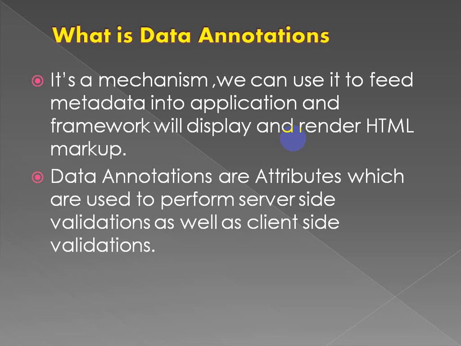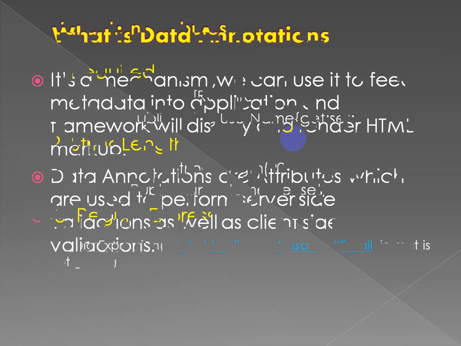Data annotations are a mechanism we can use to feed metadata into the application, and the framework will display and render HTML markup. It means that if you are using data annotations, then some kind of metadata or HTML data will be rendered as per the jQuery concepts. I will discuss it practically, but at this time I am telling you in words. Data annotations are attributes which are used to perform server side validation as well as client side validations. We will learn how we can apply these attributes on the client side as well as the server side.